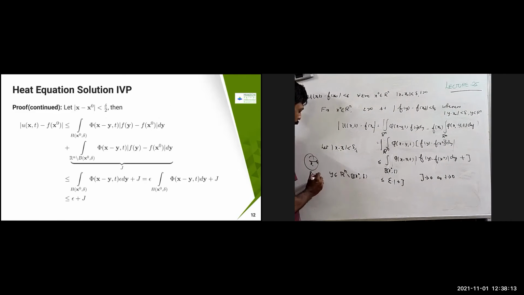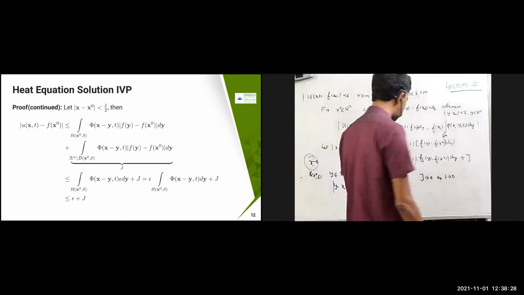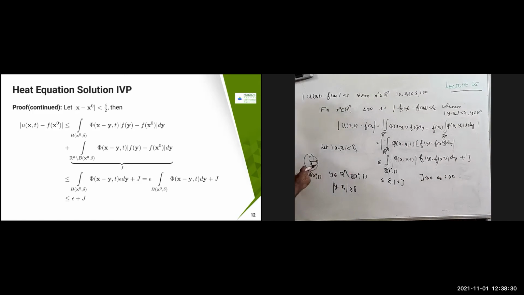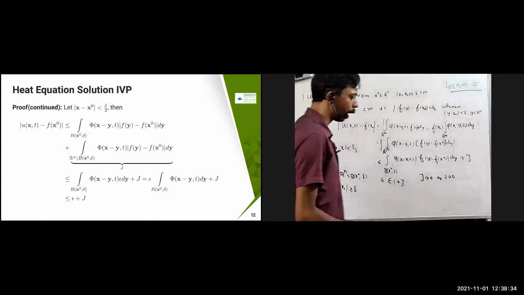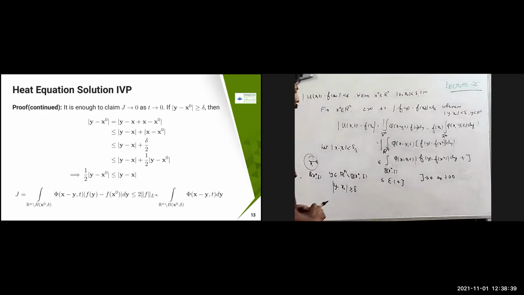If my y belongs to somewhere here, then you can easily prove that |y - x_0| is greater than or equal to delta. It is definitely greater than or equal to delta, not less than delta. If it is on the boundary, it is here, but it is outside that, so it is always greater than or equal to delta. So |y - x_0| is greater than or equal to delta.